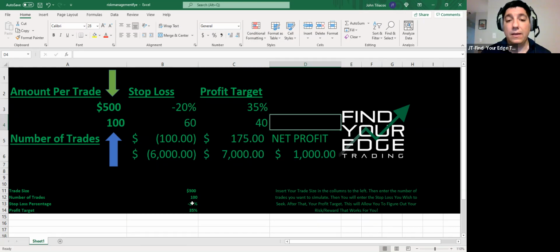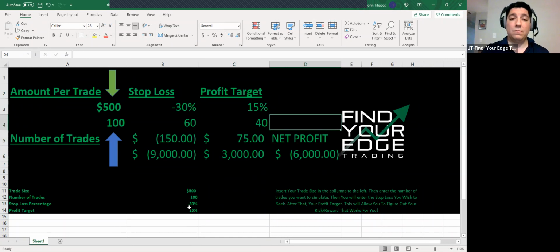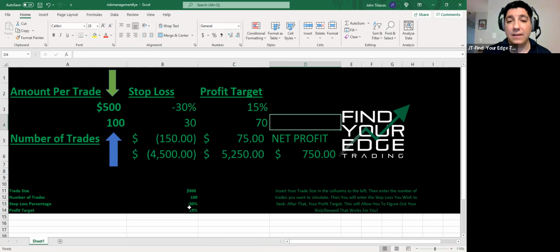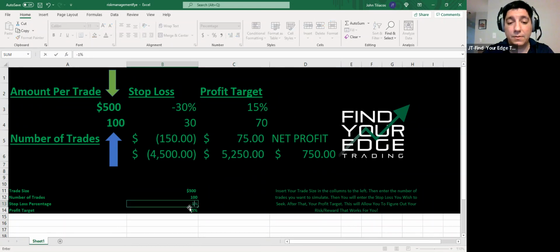Now, let's say that we had a negative ratio where we took 30% losses and only took profit at 15%. Look at the difference here. That's a big loser. And what you would have to do is you would have to have a 70-30 here, look, just to make even a little bit of profit. That's why it's so important to have a tighter stop on your stop losses.